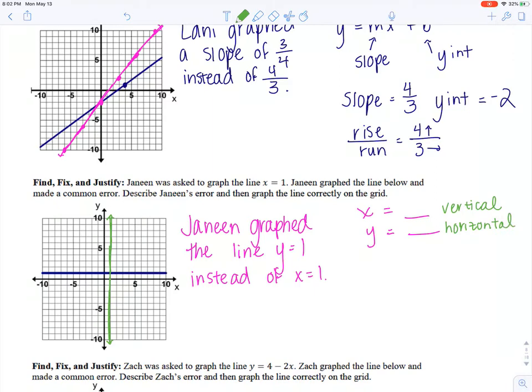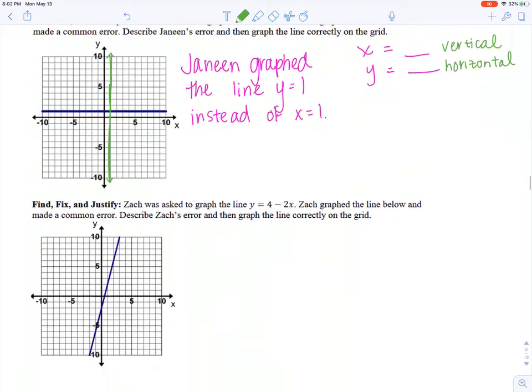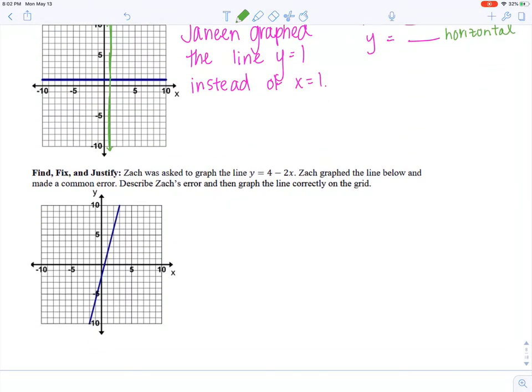And it's kind of the opposite of each other's axes, okay? For the third one, Zach was asked to graph the line y equals 4 minus 2x. Zach graphed the line below and made a common error. Describe Zach's error and then graph the line correctly on the grid. So our equation is y equals 4 minus 2x.